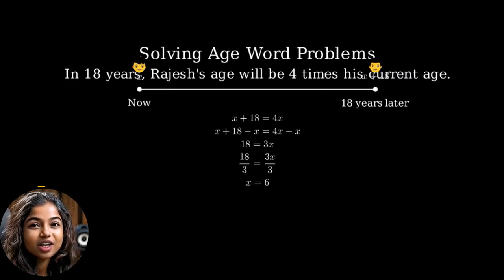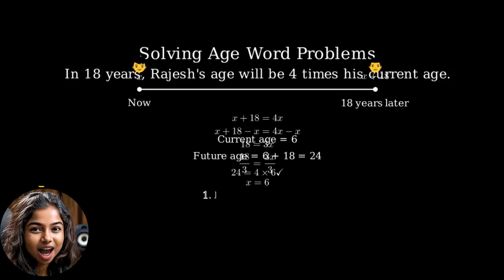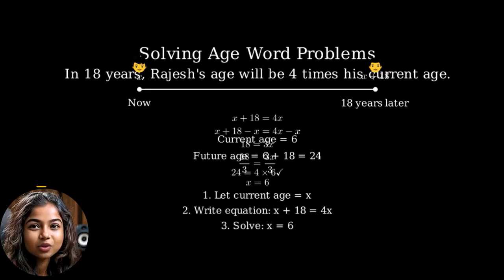Let's verify our answer. If Rajesh is currently 6 years old, then in 18 years he will be 24 years old. And 24 is indeed 4 times his current age of 6, so our solution is correct. Let's summarize what we did. First, we represented Rajesh's current age as x, then we wrote an equation based on the problem statement. And finally, we solved the equation using algebra to find that Rajesh is 6 years old.